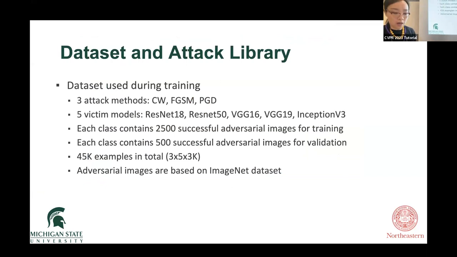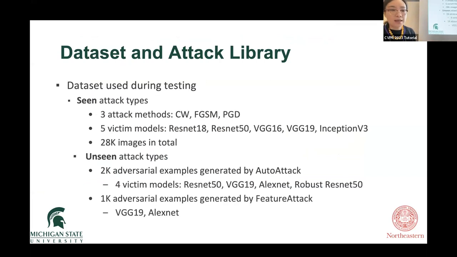To perform these experiments, using our attack toolchain library, we developed a training data set considering 3 types of attack methods and 5 types of victim models based on the ImageNet data set. And for the testing data set, besides the existing attack type and victim model combinations, we also consider some unforeseen attack types, including AutoAttack and feature attack, to test the generalization of our approach to unforeseen attacks.